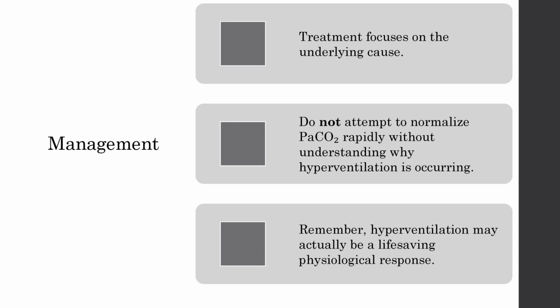Treatment focuses on the underlying cause. Ask yourself, why is the patient hyperventilating? Examples: treat hypoxemia, manage pulmonary embolism, control pain, treat fever, correct ventilator settings, manage anxiety only after excluding organic causes, treat sepsis promptly. Do not attempt to normalize CO2 rapidly without understanding why hyperventilation is occurring. Remember, hyperventilation may actually be a life-saving physiological response.